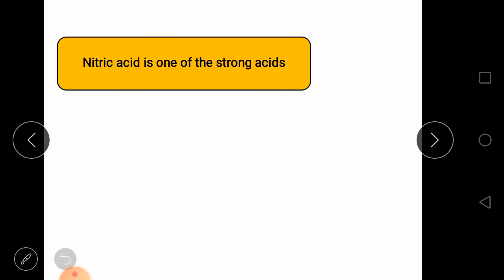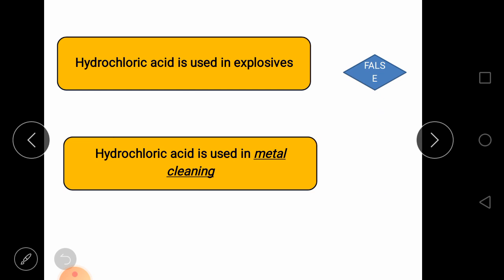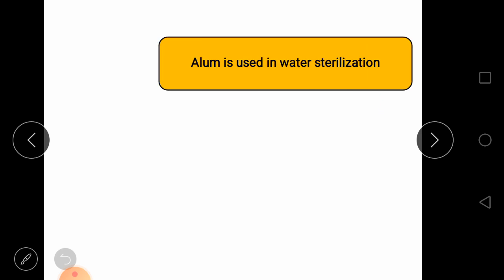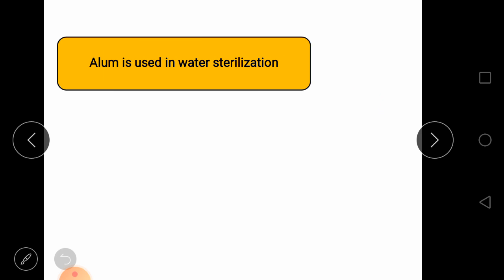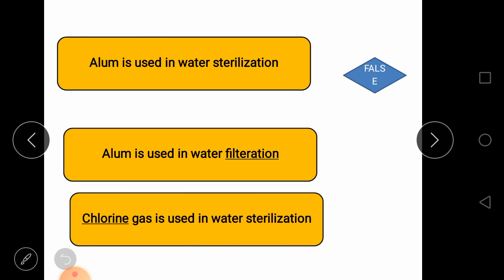Nitric acid is one of the strong acids. True, besides sulfuric acid and hydrochloric acid. Hydrochloric acid is used in explosives. False. Hydrochloric acid is used in metal cleaning before plating, and the explosives are for nitric acid. Alum is used in water sterilization. False. It is used for water filtration, and the sterilization is done by chlorine gas.